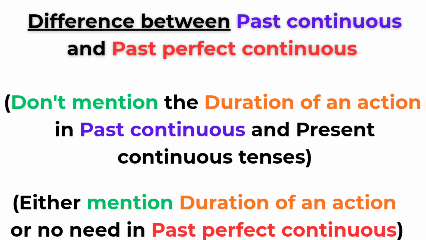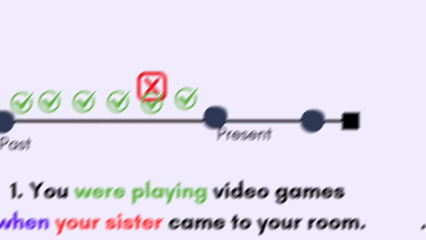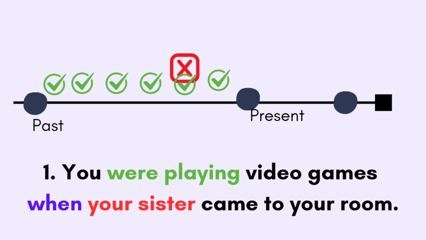Remember this. In present continuous and past continuous, we don't mention the duration of an action, like how long, for 4 hours, for 10 years, like that. In past perfect and past perfect continuous, we can mention the duration of an action. So we will see examples one by one, okay?